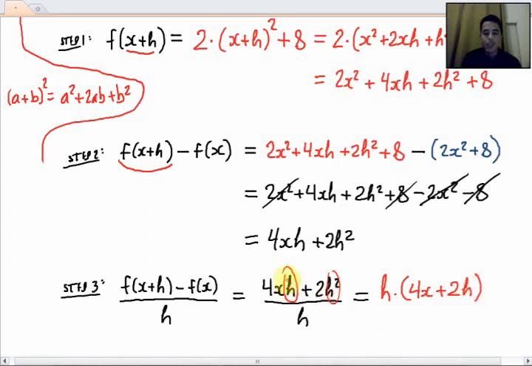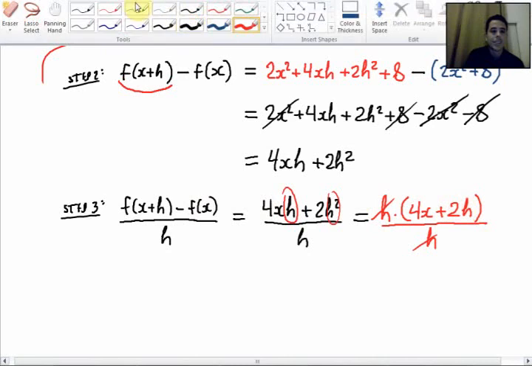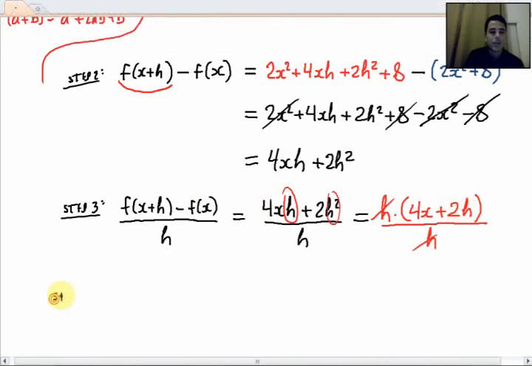So I collect 1h. Here there's 2 times hh, so I pick 1h and put it out. That's factoring, divided by h. Look what happens: cancel this h with this. So that's what is left. Nice. Step number 4.